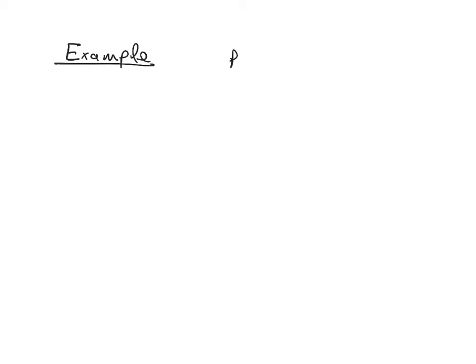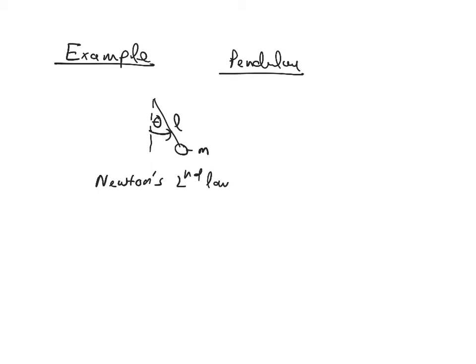So the example is our simple pendulum. We have theta here, we have L, the length of this, and the mass M. You can apply Newton's second law and say your inertia times acceleration is equal to the sum of all the torques.